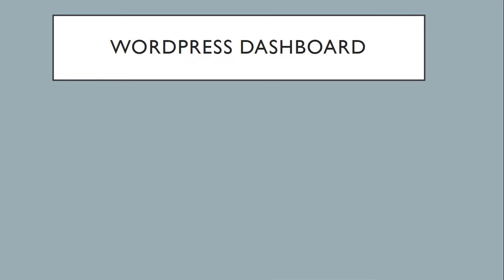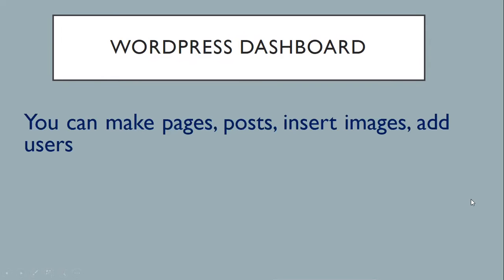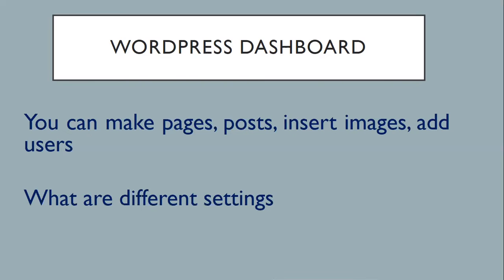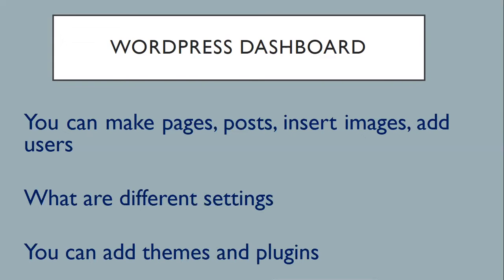Similarly, the dashboard of WordPress is used to control the different settings of the WordPress website. You can make pages, posts, insert images, add users, and control the different settings. All the settings you made while creating the website are controlled using the dashboard of WordPress. You can add themes and then you add plugins if you need any functionality.